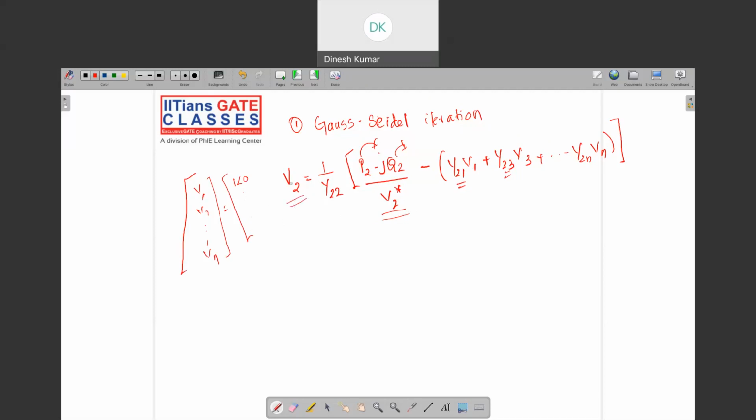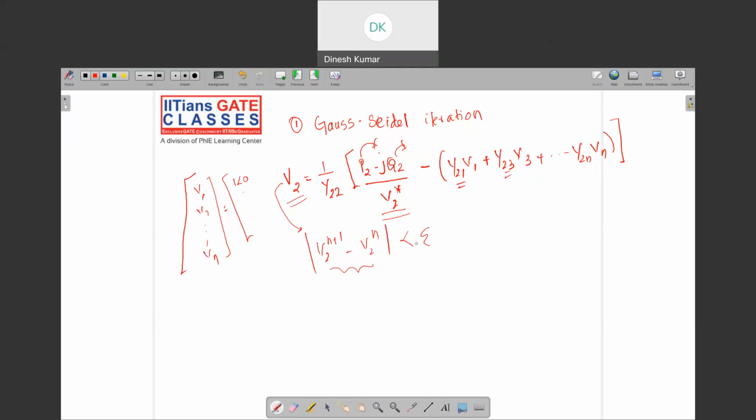Using the new value of V2, we then find the new value of V3. Like that, we have to update the equation. After some time, the magnitude of V2(n+1) minus V2(n) will be less than some epsilon, a very, very small number. That means the next iteration will be the same as the previous iteration, so we can truncate it.